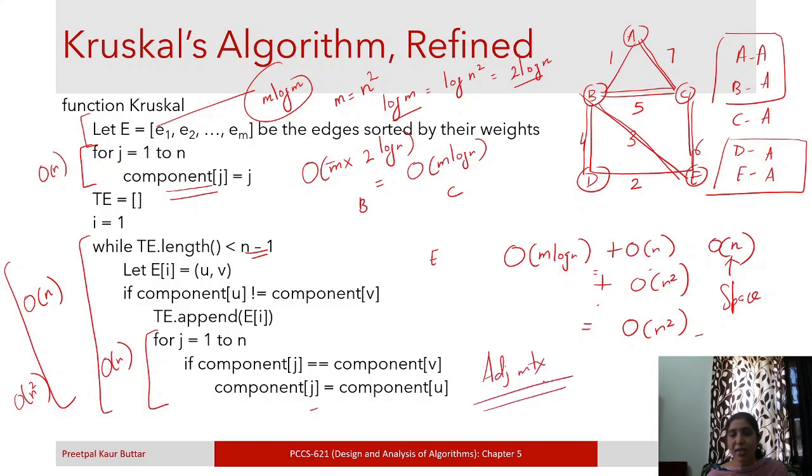If we use adjacency list, and if we use some other data structures, some kind of balanced trees such as red black trees or AVL trees or minimum heaps, then picking the minimum edge can be done in log n time. So in that case, the time complexity can be reduced, right?